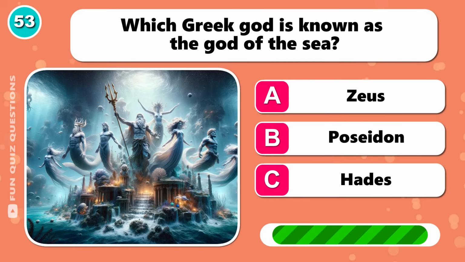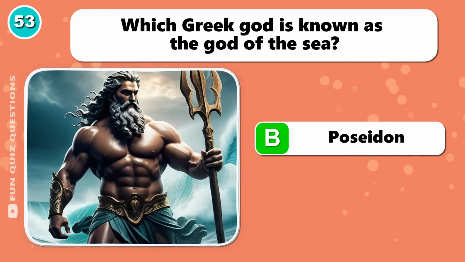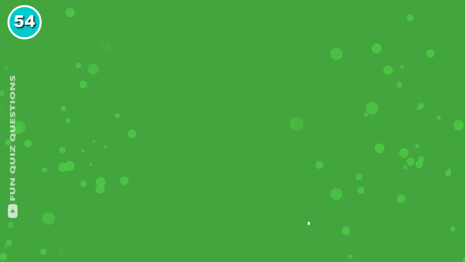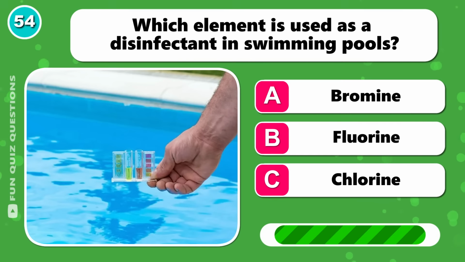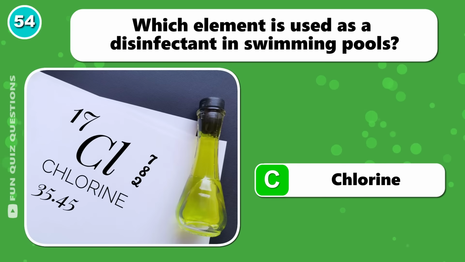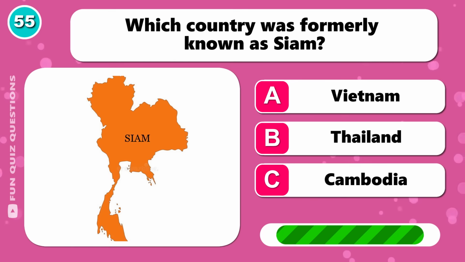Which Greek god is known as the god of the sea? That's right, B, Poseidon. Which element is used as a disinfectant in swimming pools? It's C, chlorine. Which country was formerly known as Siam?